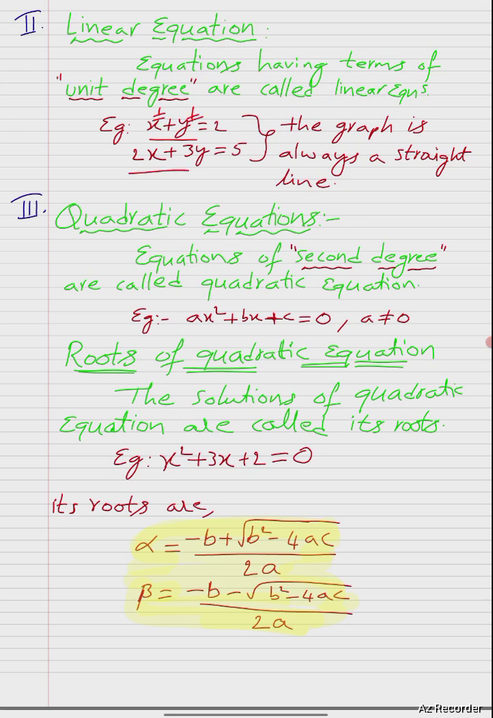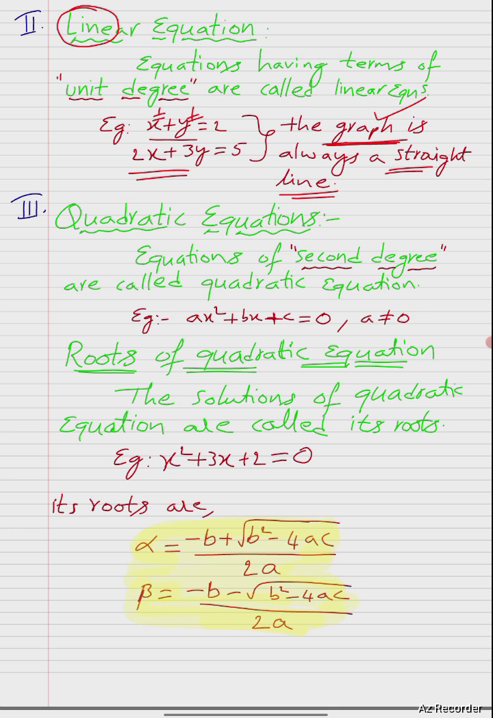Here I have provided two examples of linear equations. For such equations, if we plot the graph, it is always a straight line. That's why the name is linear. Okay, if you plot the graph for such linear equations, it is always a straight line. We will learn about plotting graphs in the upcoming videos.